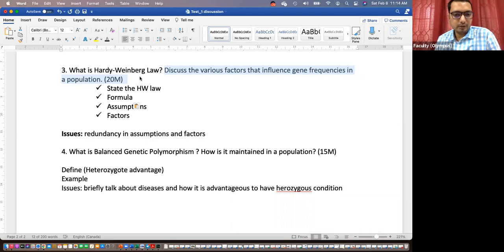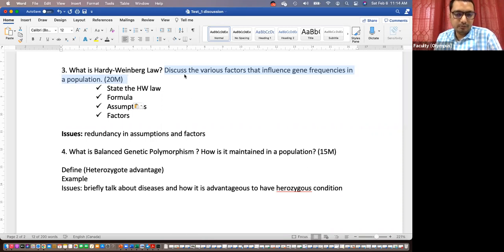They both are connected to each other. Discuss them together as well, but the answers should be straightforward. State the law, who presented it, the basic formula for that, under what assumption it works, and what the factors are that affect it. So if you have a page and a half discussion on the first part, factors should take the rest.